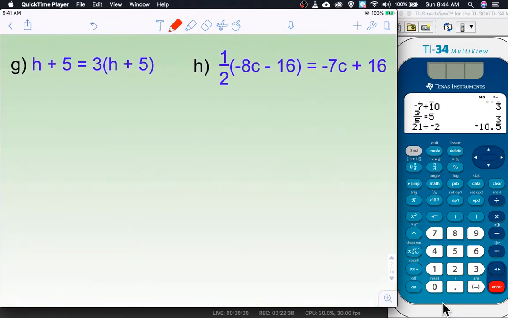All right, here's a couple more. So they're getting a little bit bigger. There's more parentheses. There's more steps. Pause the video. Try it on your own. When you're ready to continue, hit play, and we will go through it together.